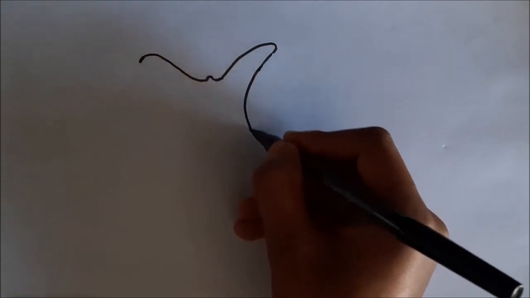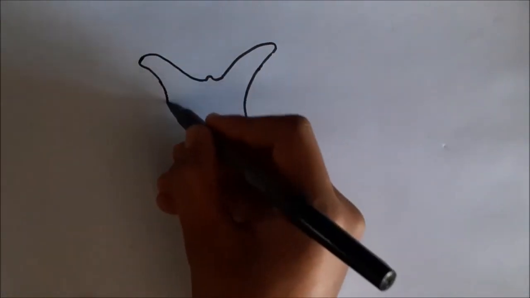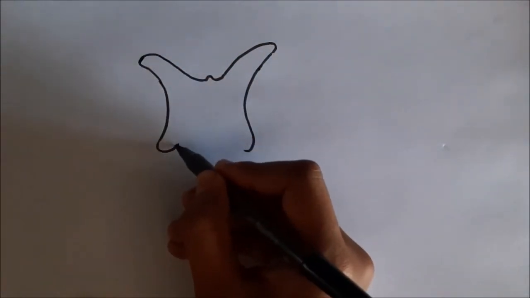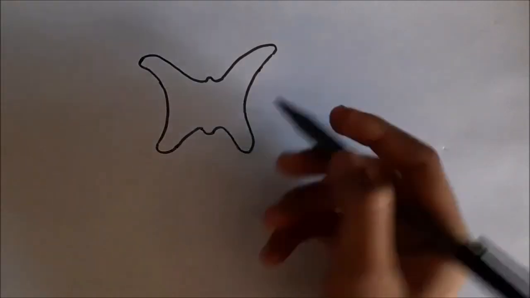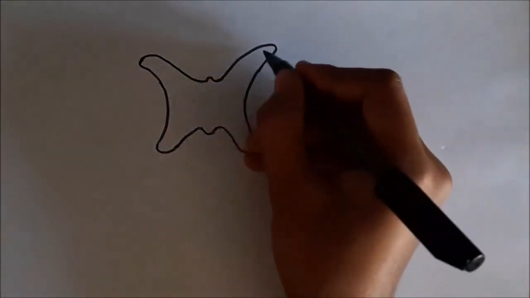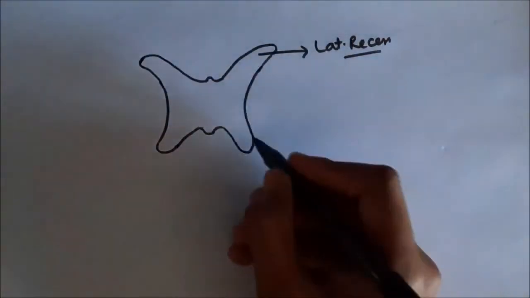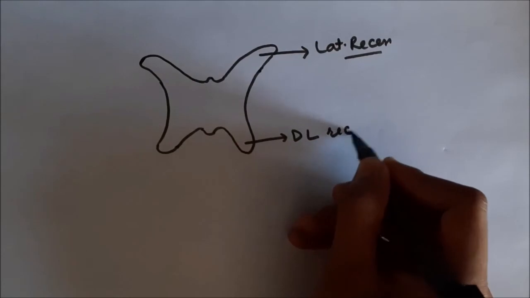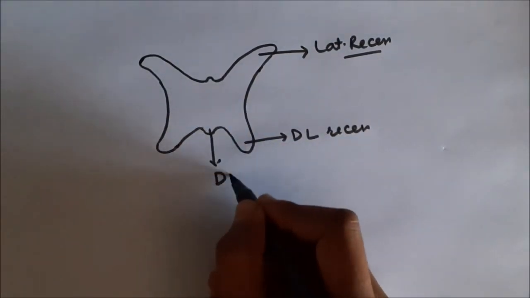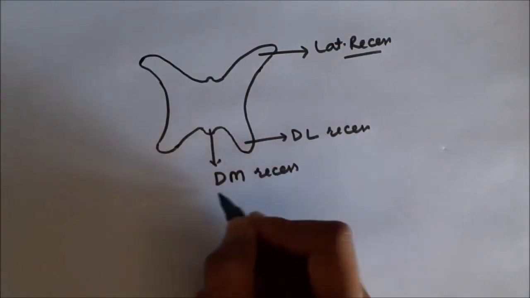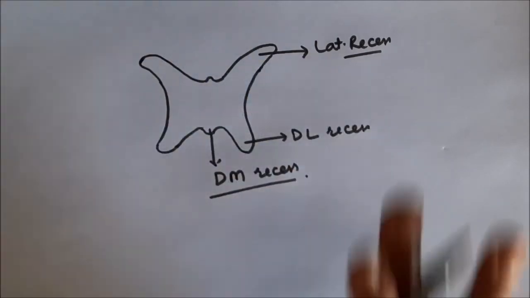Now let us try to understand the recesses of the fourth ventricle. So if we draw the diagram of the fourth ventricle along with recesses, in between there is the cavity of the fourth ventricle and the others are the recesses. So in total there are 5 recesses. This recess is called the lateral recess. So there are 2 lateral recesses, and this is called the dorsolateral recess. 2 lateral recesses, 2 dorsolateral recesses, and this one is called the dorsomedian recess. So there are 5 recesses in total.